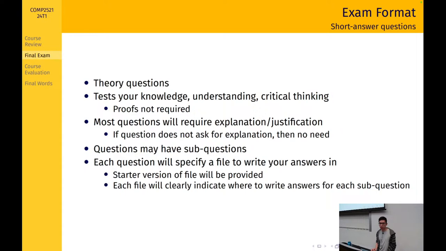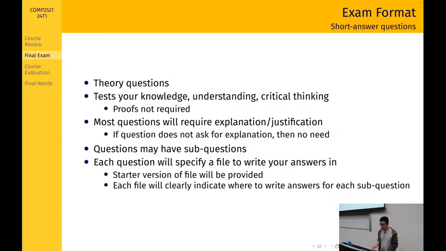Anyway, short answer questions. We have theory questions, which are the first 40 marks of the exam. The purpose of this is to test your knowledge, understanding mainly, and maybe critical thinking. We did go through a couple of proofs throughout the course, but we don't require you to use any proof methods, so don't worry about those.